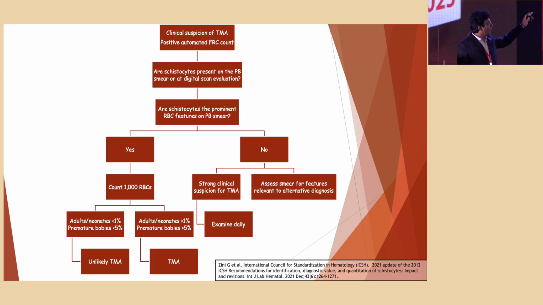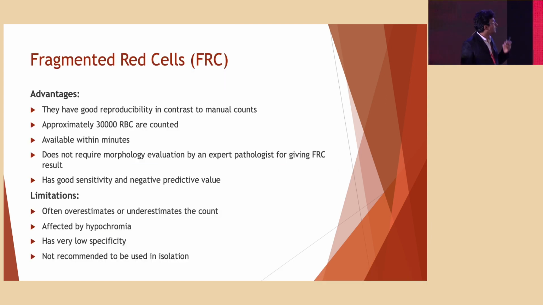And this is the latest algorithm that is given on how to approach cases of schistocytes. Whenever there is a suspicion of TMA, or there is a positive automated FRC count, we need to check whether schistocytes are there on the smear or not, or by a digital scan. If they are there, we check whether it is the predominant abnormality or not. If it is not the predominant abnormality but we still have a strong clinical suspicion of TMA, we examine the film daily. Otherwise, we think of an alternate diagnosis. If schistocyte is the predominant abnormality, then we start counting them and report as we discussed earlier.